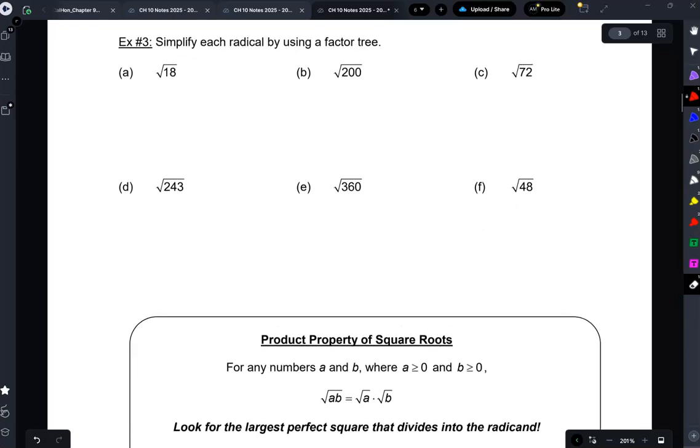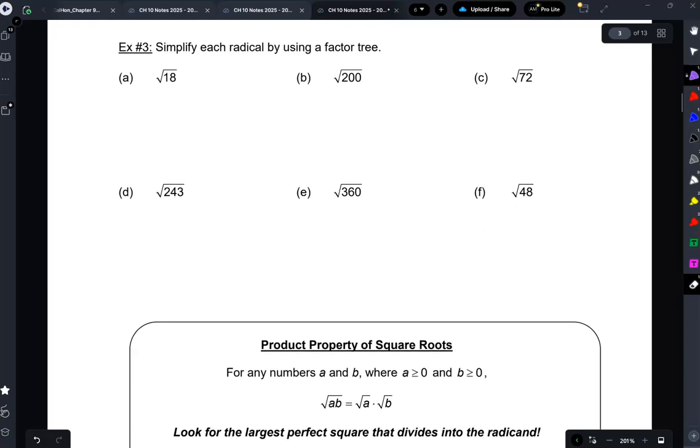Okay, so let's do one. Okay, so now I have the square root of 18. So last chapter, when we were doing the roots, when we were doing like completing the square or quadratic formula, we had them and we just kept them as roots. But now we're going to learn how to simplify them. So here is what you do.